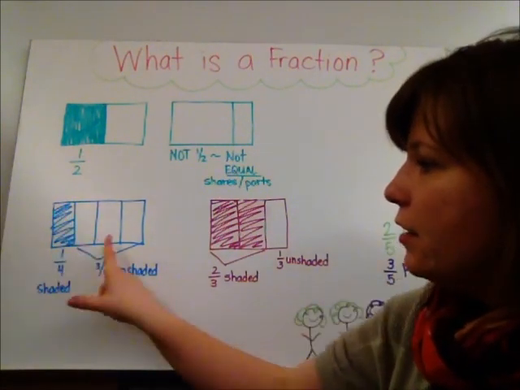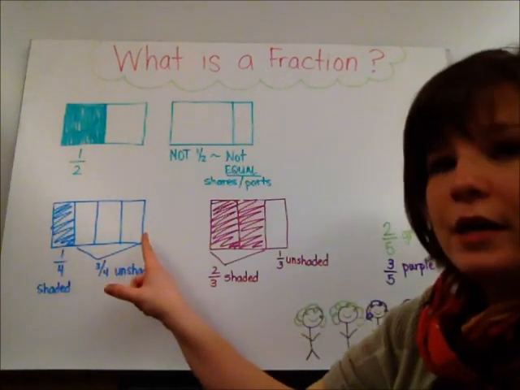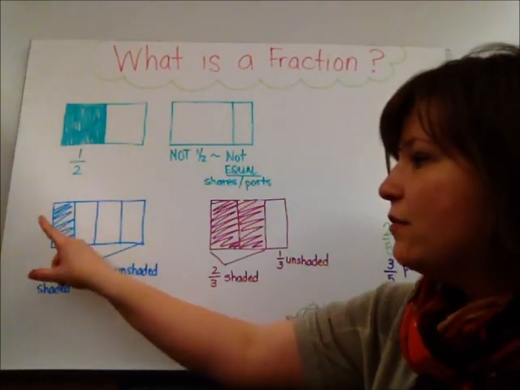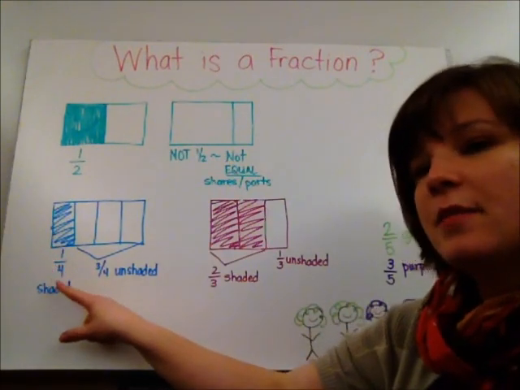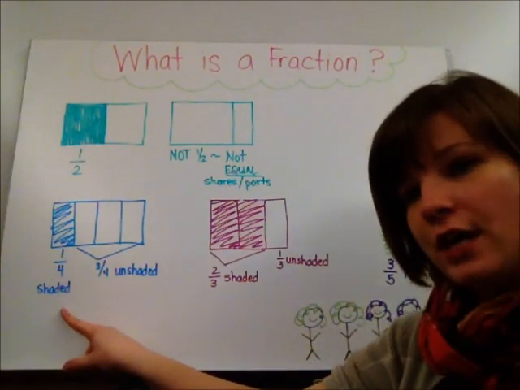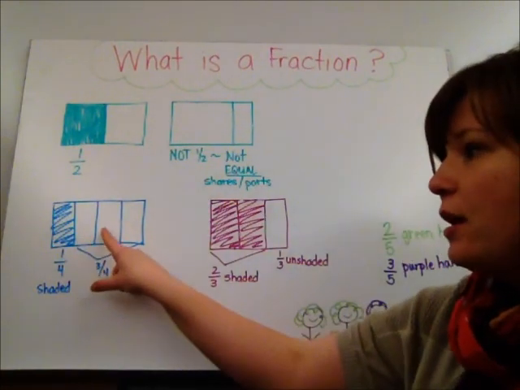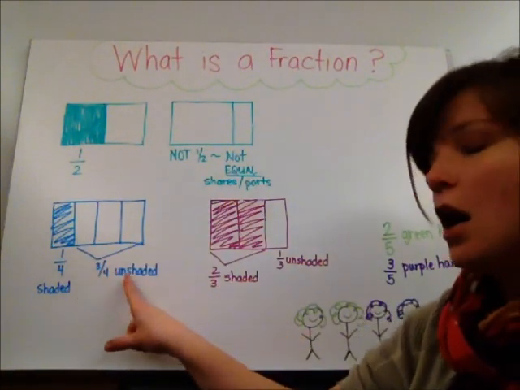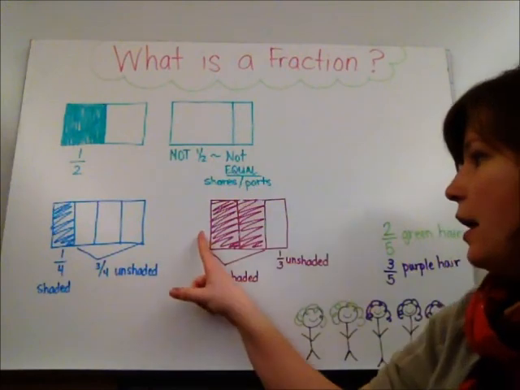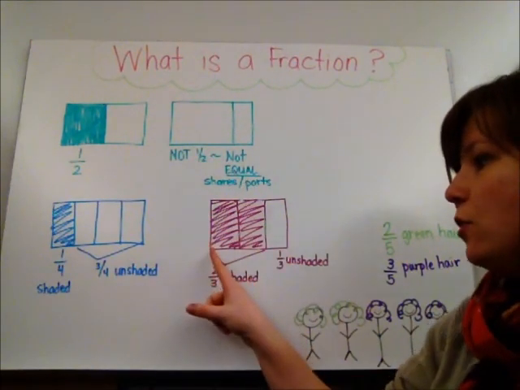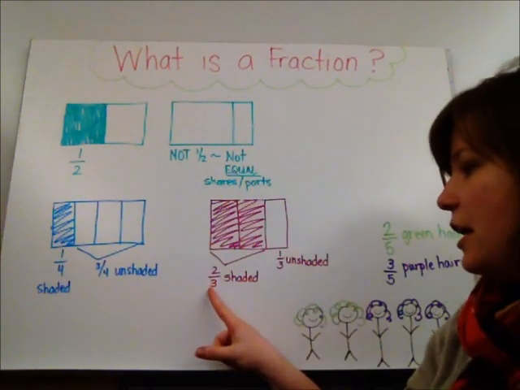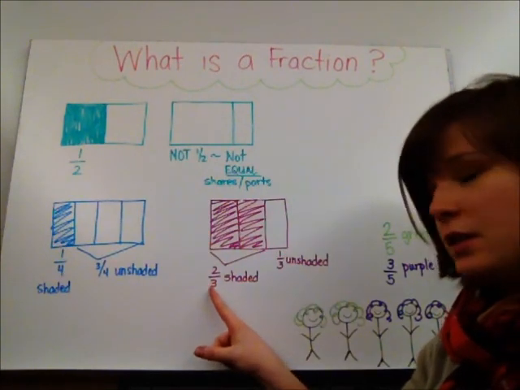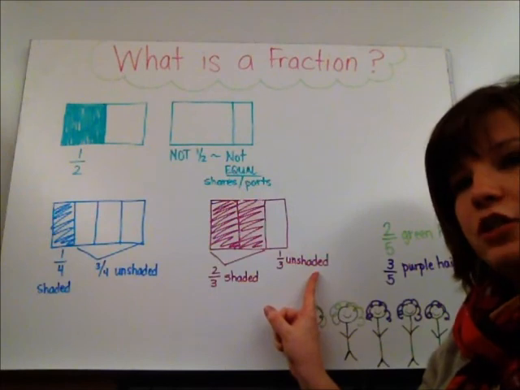This whole here has been divided into 4 equal parts, and we've shaded in one of those parts. So 1 out of 4 is the same as saying 1/4 is shaded. And then 3/4, 3 out of the 4 are unshaded. In this whole, I've divided it into 3 equal parts, so thirds. We've shaded in 2/3 and left 1/3 unshaded.